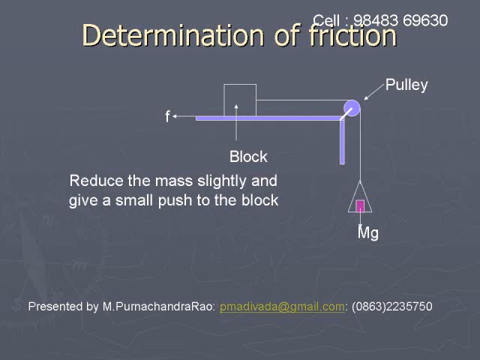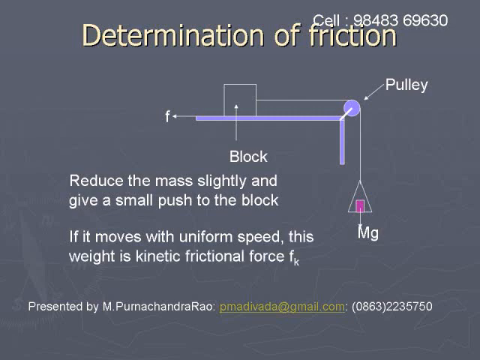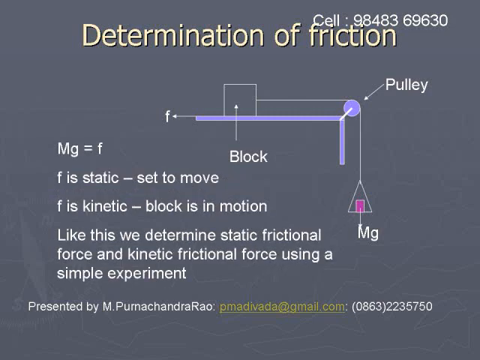Then slightly reduce the weight placed in the scale pan and give a small push to the block. If the block moves with uniform velocity after the push, then the weight placed in the scale pan is the kinetic frictional force. Like this, we determine static frictional force and kinetic frictional force using a simple experiment.